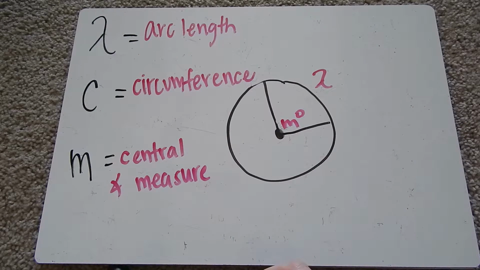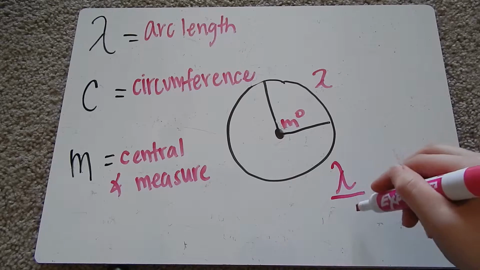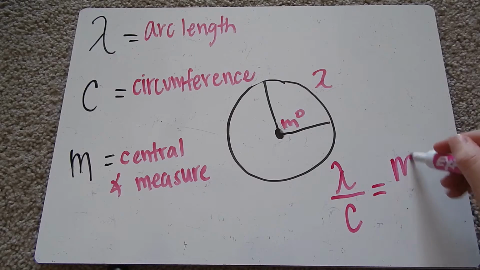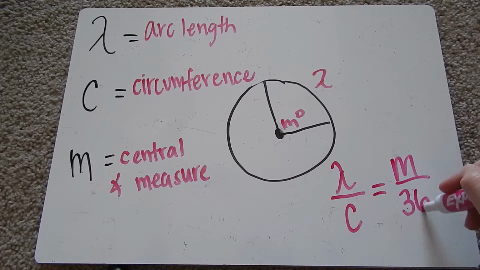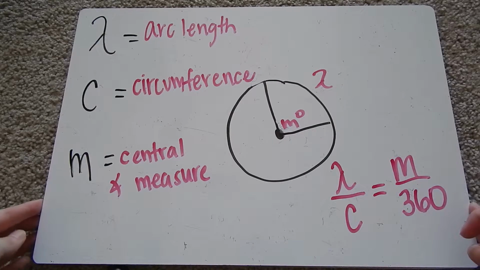Okay. So now for our formula that we need to remember. Our formula to solve for arc length is arc length divided by circumference equals m over 360. So here we have two proportions, two ratios equal to each other, and then we just solve for the missing piece. Okay, so let's do some examples.